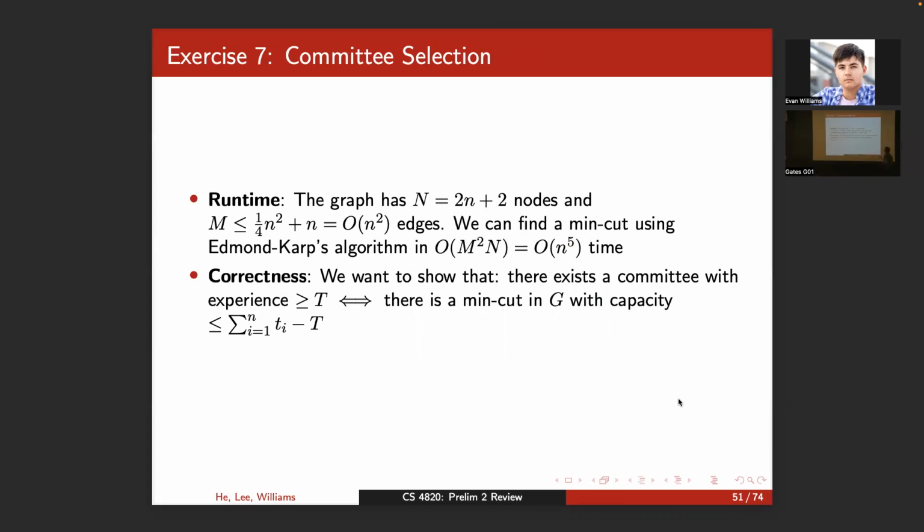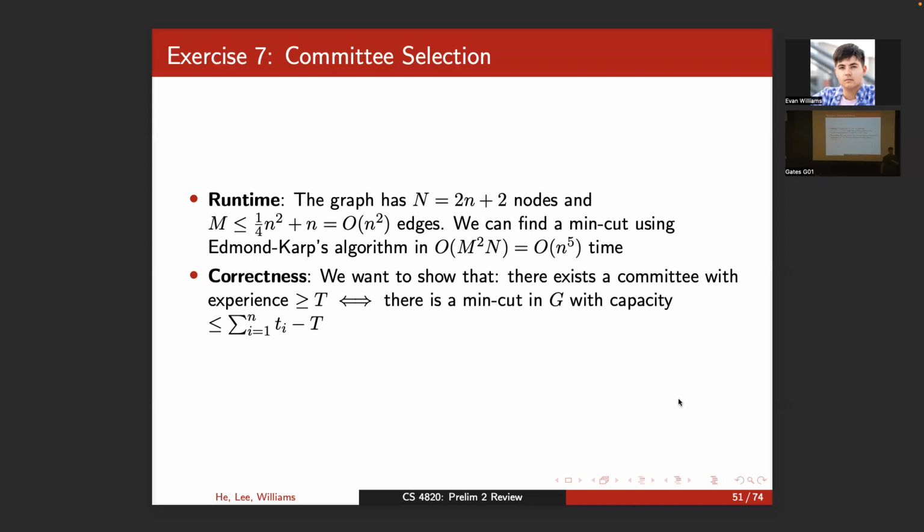And so the proof of correctness, we want to show that there exists a committee with experience greater than or equal to T if and only if there's a min cut in G with the correct capacity. And I actually think I'm going to have to skip the proof so we have enough time to do NP-completeness stuff, but the proof is in the slides and it is complete. Sure. Yeah, what's your question?